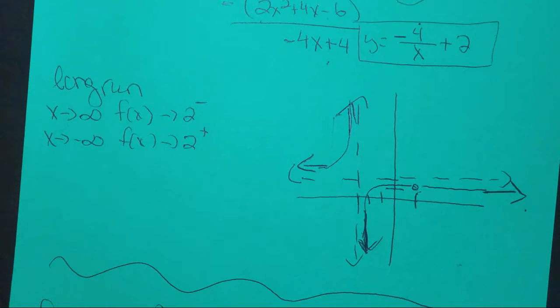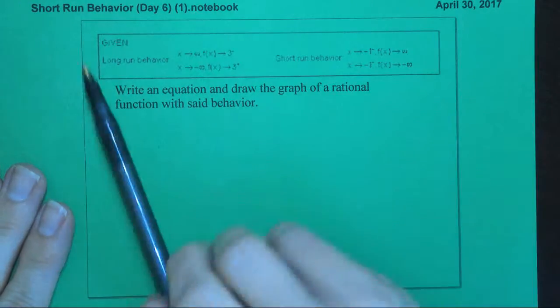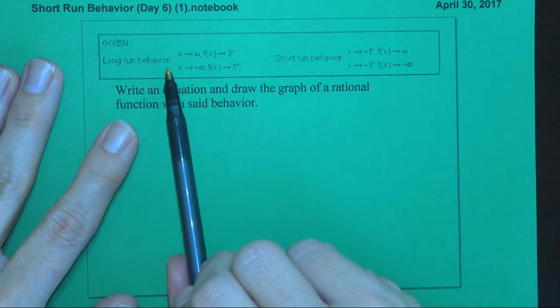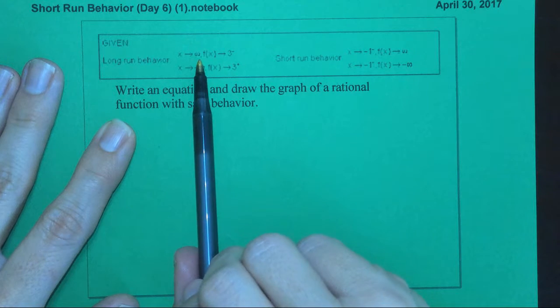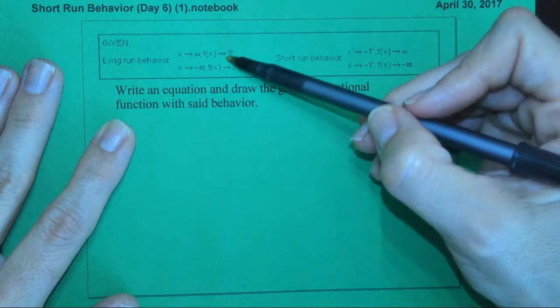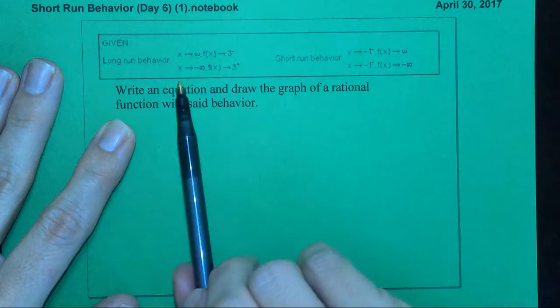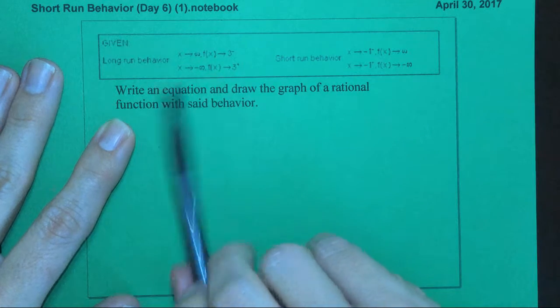The last thing that they're probably going to do on the worksheet is give you a short run and a long run behavior and see if you can figure out what's going on. So I know this is hard to read. But they're saying the long run behavior, as x goes off to positive infinity, approaches 3 from a negative, and it approaches 3 from a positive on the left.